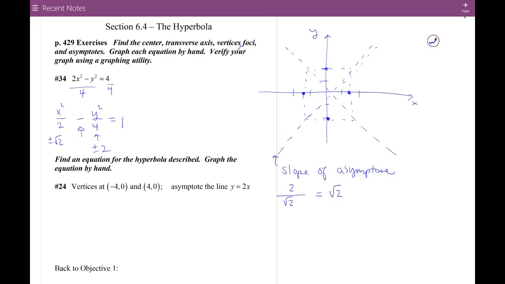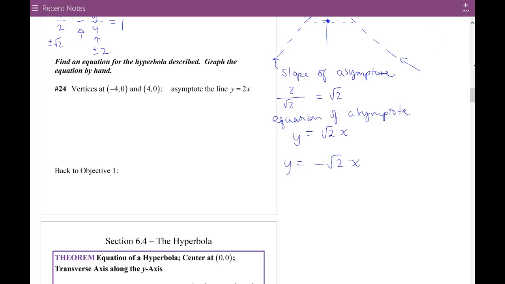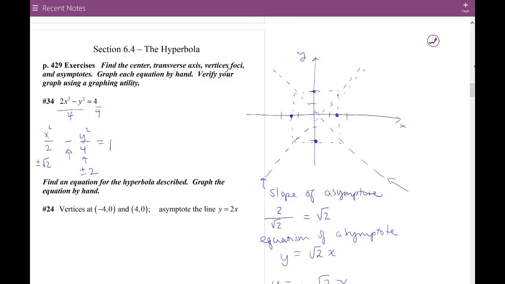So we have a slope of root 2, so the equation of this asymptote is y equals root 2x. Well, the other asymptote is always going to have the opposite slope. So we're going to have y equals negative root 2x because you go from the center, you go down 2 over root 2. So you get a negative slope. So this is the equation of the other asymptote that has a negative slope. Always one will have a positive slope, one will have a negative slope.